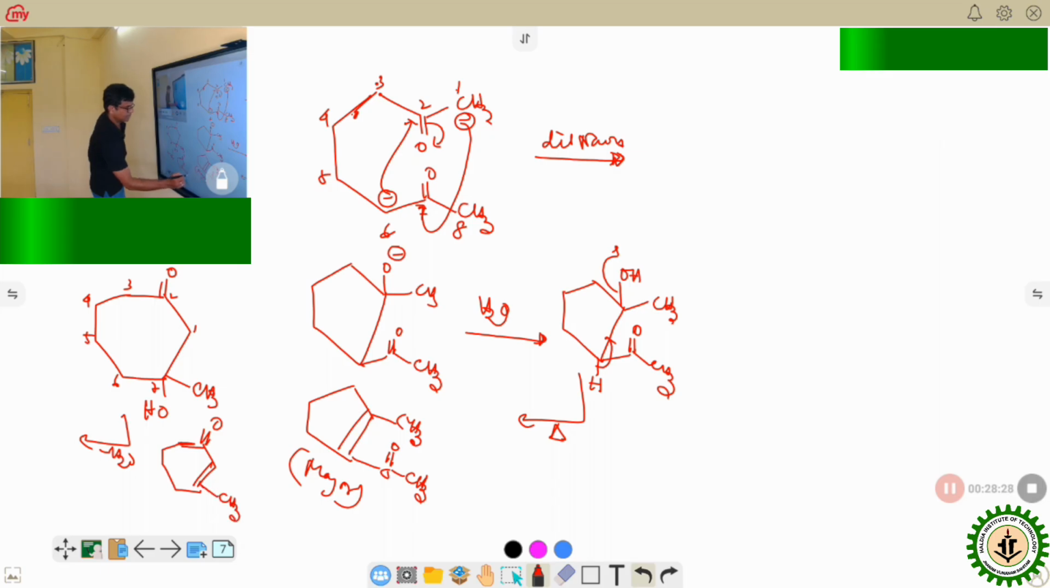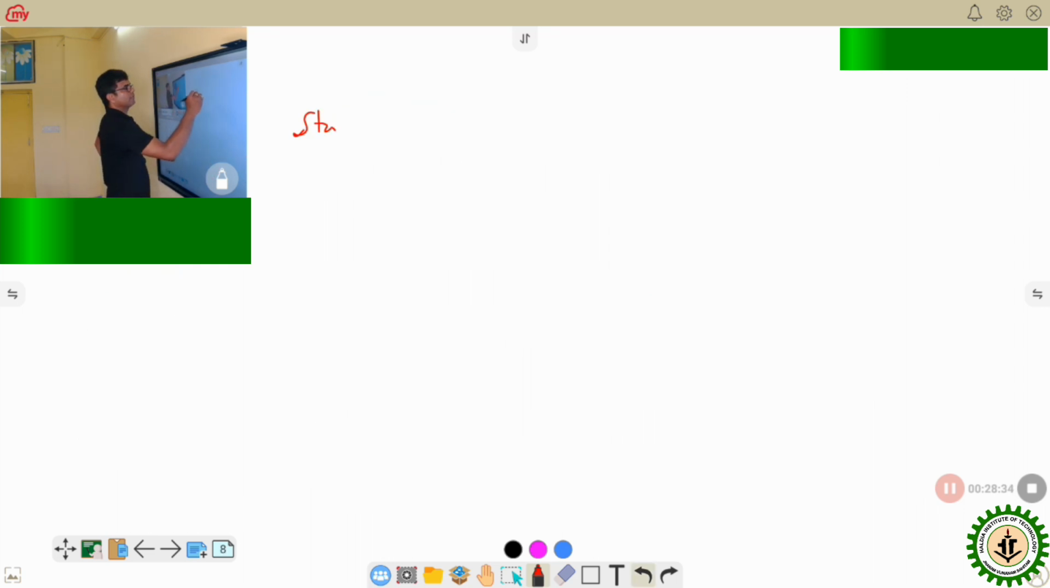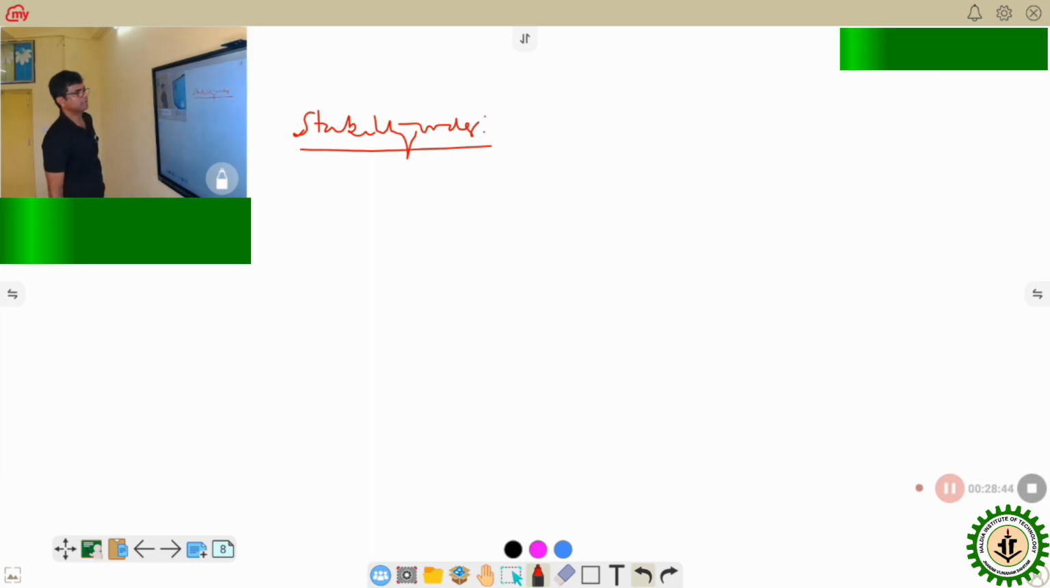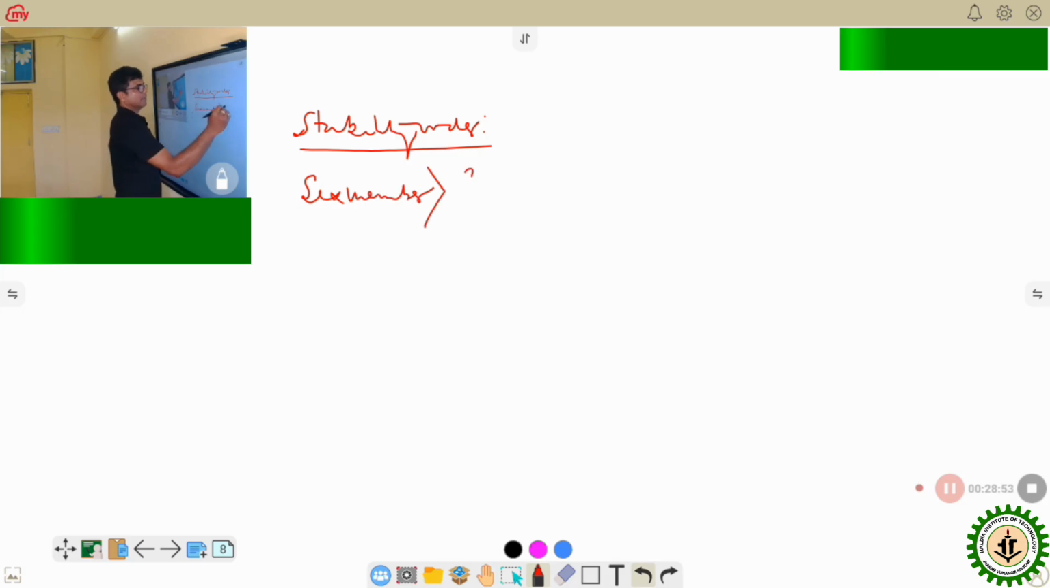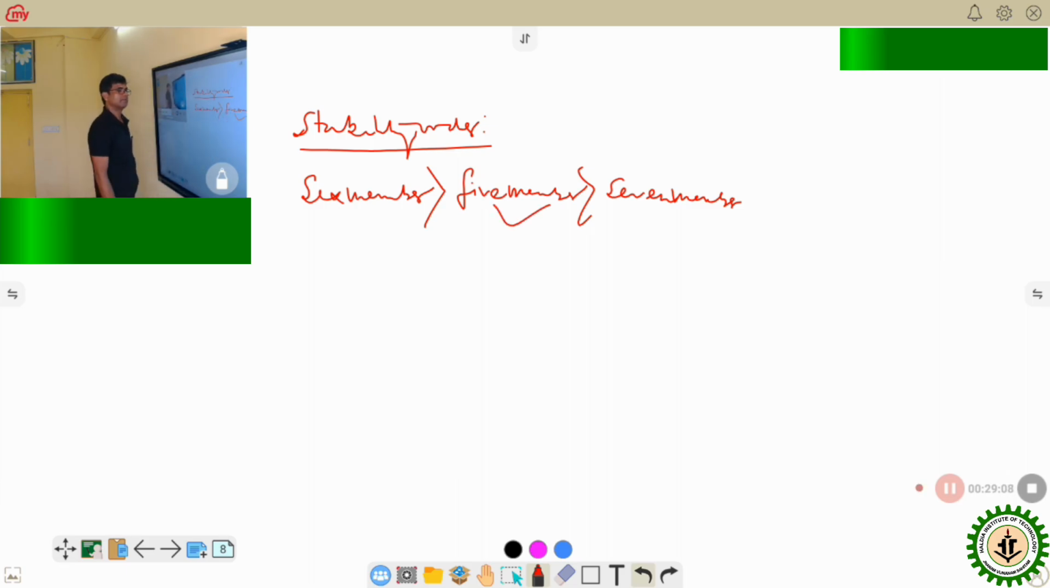The alkene is formed. But as we know, in the stability order of cyclic ring systems, a 6-member ring is more stable than a 5-member ring, which is more stable than a 7-member ring. In the previous example the 5-member ring is formed, that is why the major product was the 5-member alpha beta unsaturated ketone. That's all for this aldol condensation reaction.